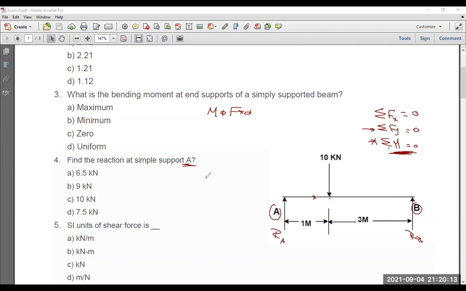Actually, what we need from you is to select the best point to take a moment. For a moment, as we know, we need two things: force and distance. Clear? Yes, okay. So if we don't have distance between the point of moment and the force, we don't have distance, so this force does not apply a moment.